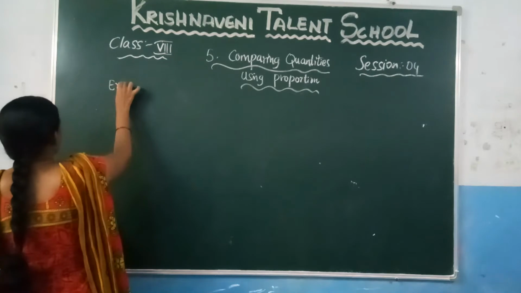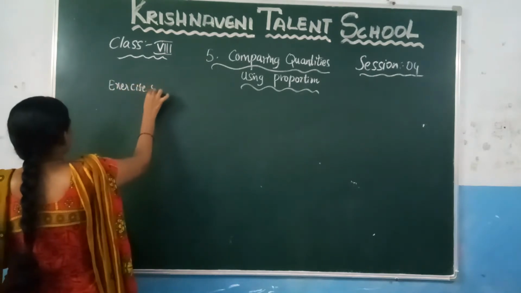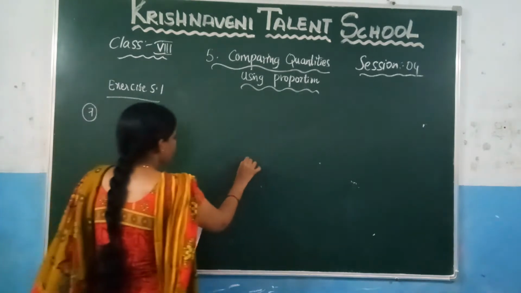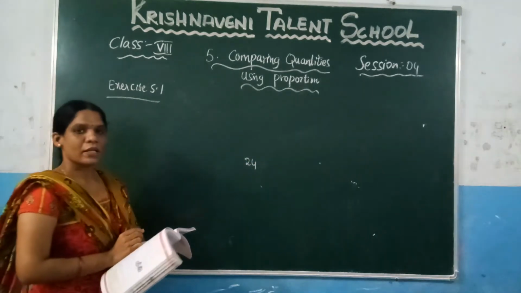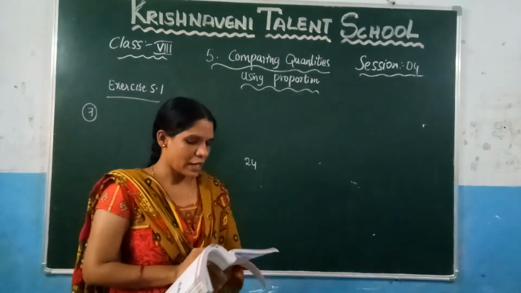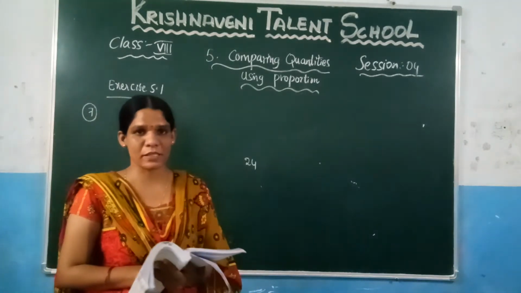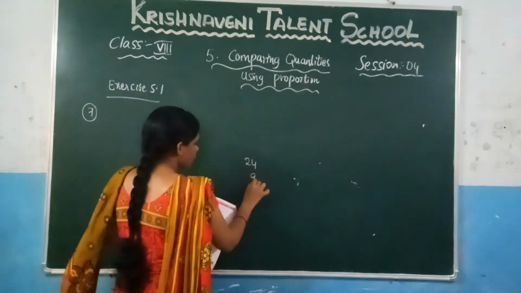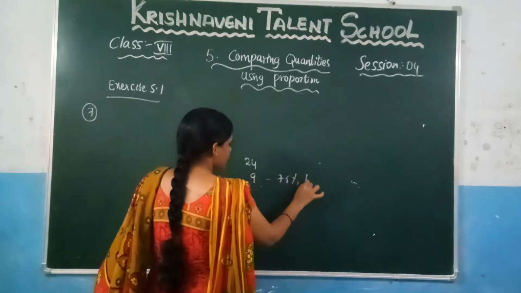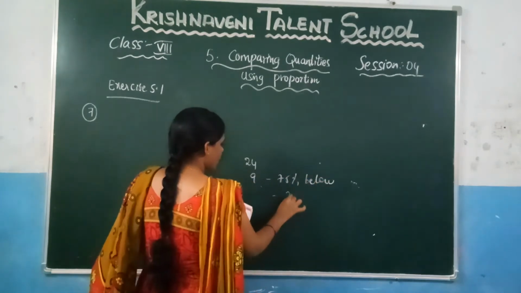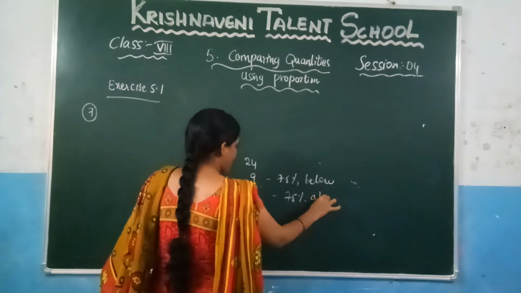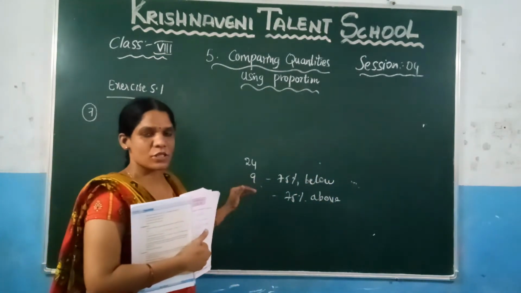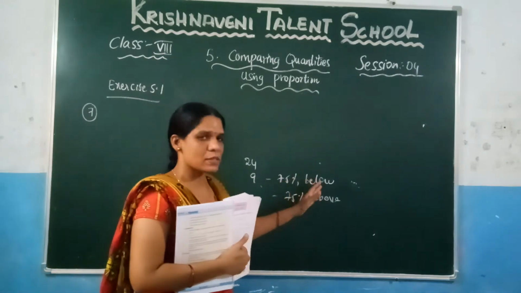Exercise 5.1, 7th question. Here a total of 24 students are there, right? In that, what they are saying here is 9 students scored below 75% of marks. There are 9 students who scored 75% below marks. Right? Total 24 students are there. In that, 9 students scored 75% below marks.